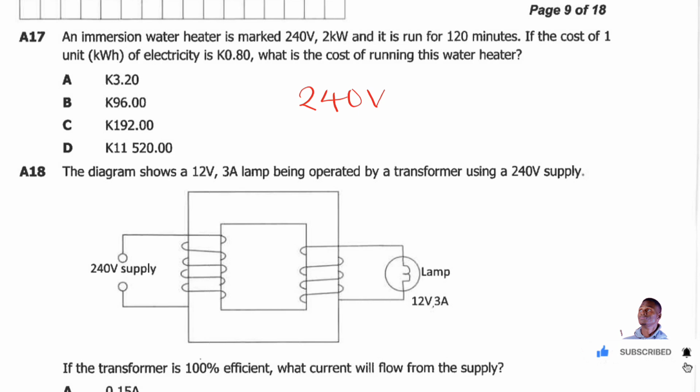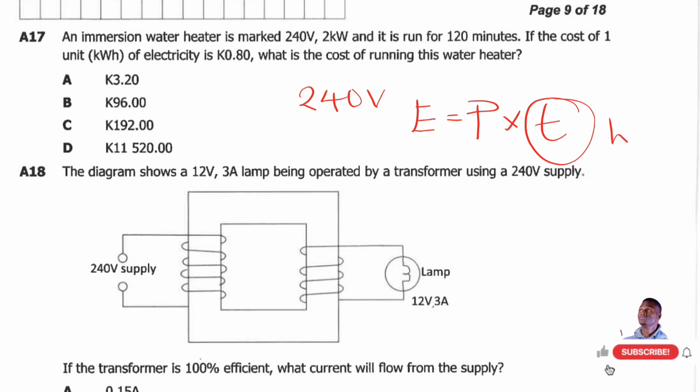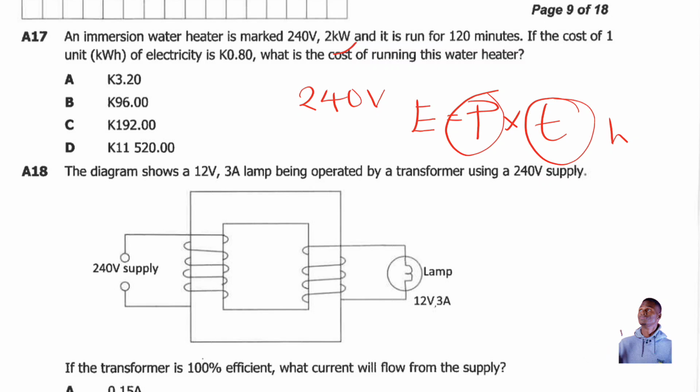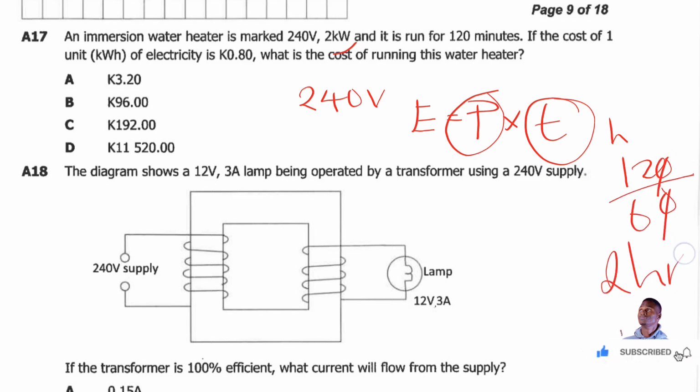Now, first thing, you need to calculate the electrical energy. And electrical energy is very simple. It is power multiplied by time. Now you need to know that this time has to be in hours, and this power has to be in kilowatts, which is already in kilowatts, so it's fine. But time is not in hours, so you need to convert 120 minutes, just divide by 60 minutes. This is just 2 hours.